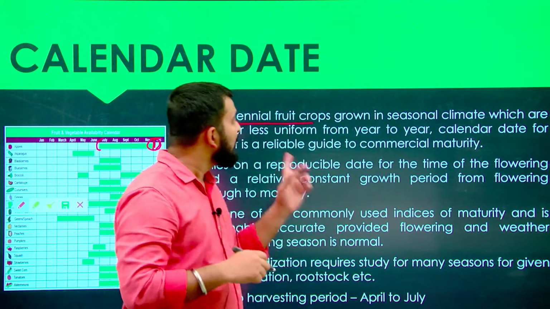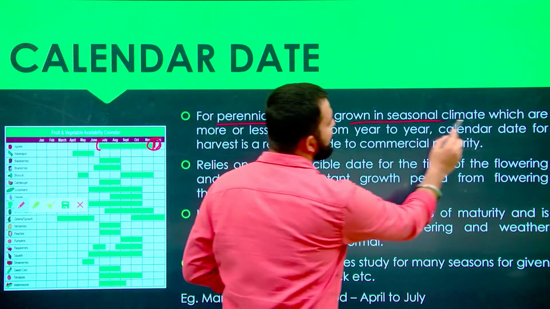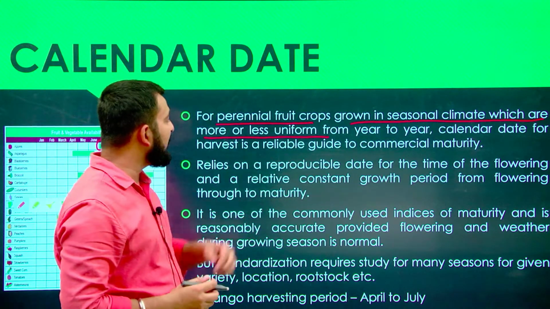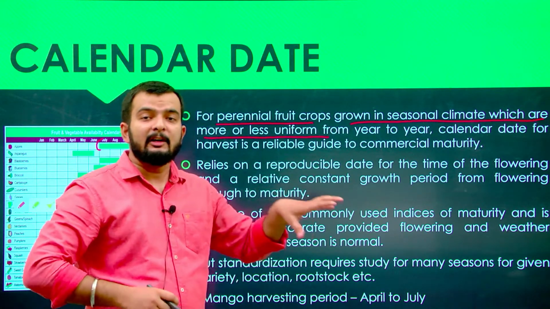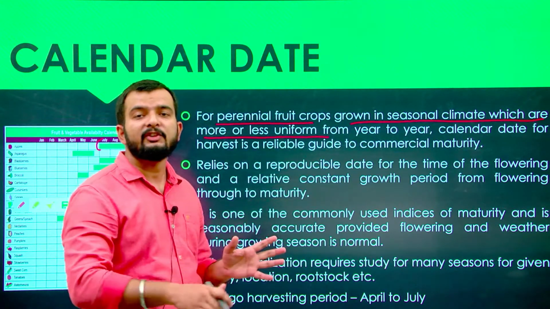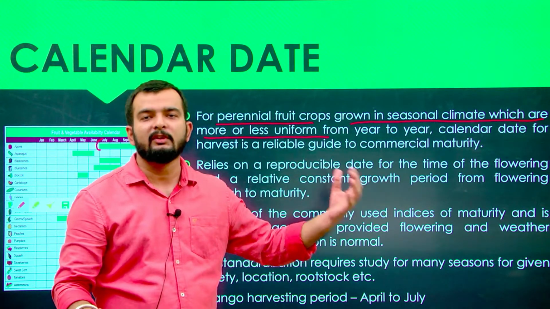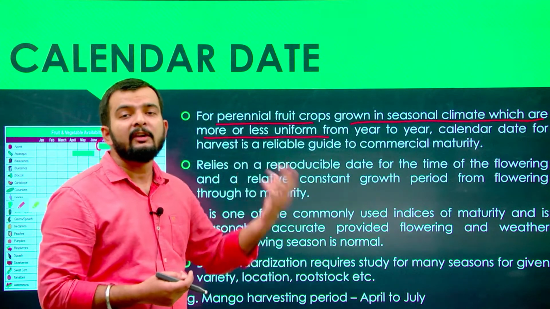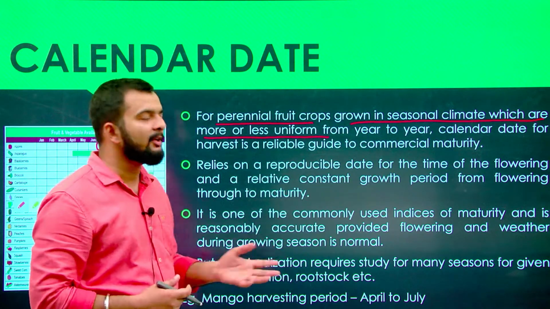Calendar date is generally used for perennial fruit crops grown in a seasonal climate which is more or less uniform from year to year. Calendar date for harvest is a reliable guide to commercial maturity, that is, in a particular week of a particular month your fruit will generally mature. This is based on previous study over some continuous years, so it will give you a reliable guide on when to harvest the crops, or an idea of when your crop will be mature.